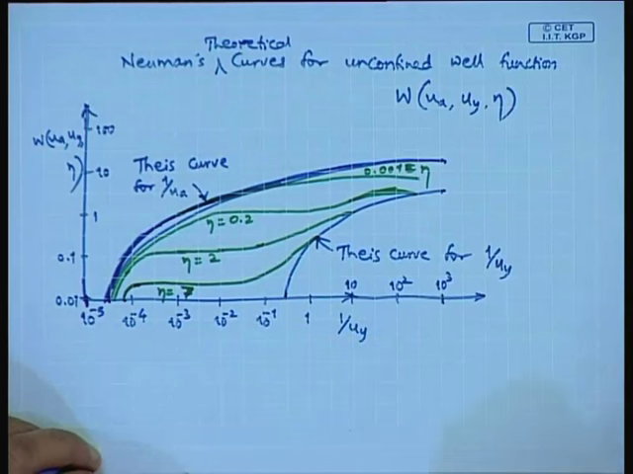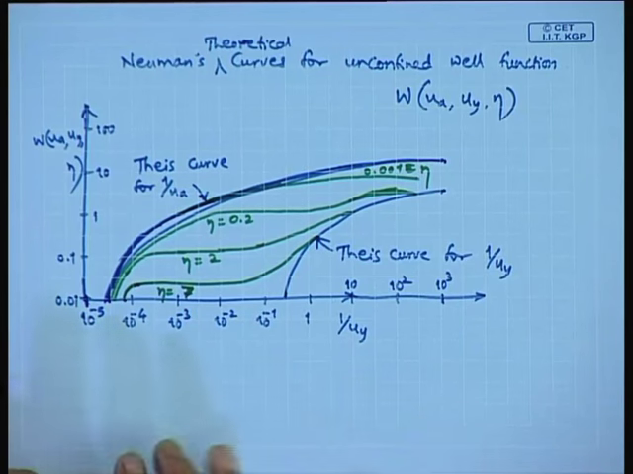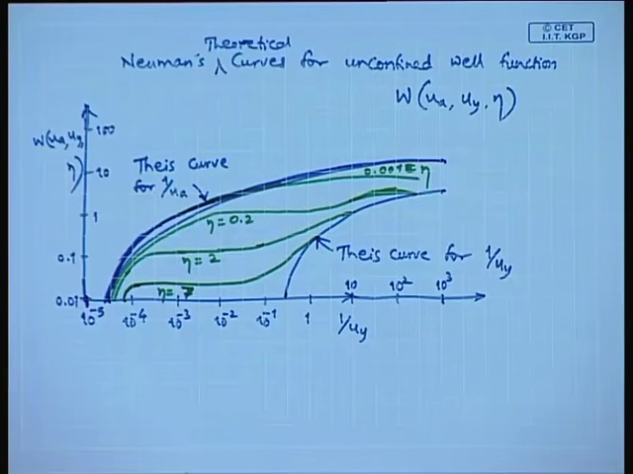for the unconfined well function. So like this, it is more complicated as compared to the unsteady radial flow in a confined aquifer, wherein there is a single well function parameter, that is u equal to r square S divided by 4 T t. Whereas in this case, there are three parameters.